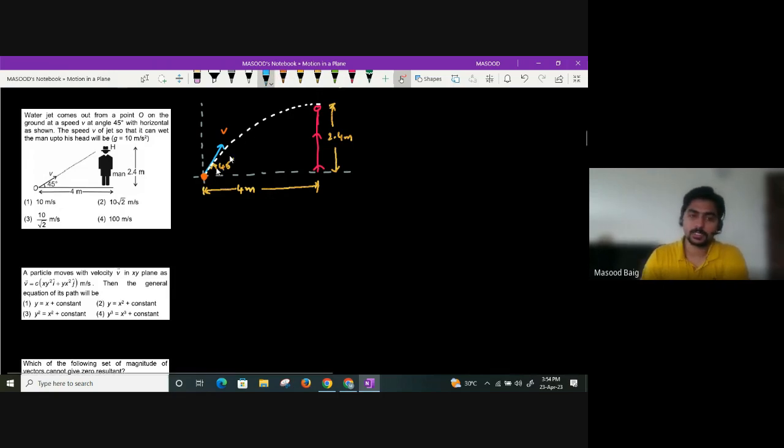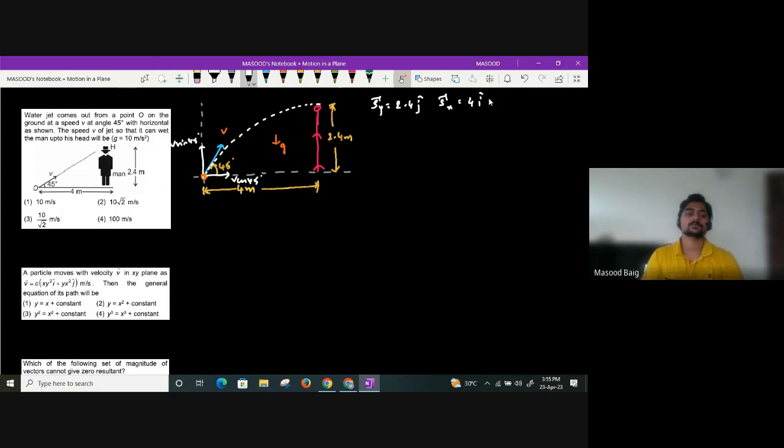Now, as soon as the water jet comes out of the pipe, will it move only under the effect of gravity or not? It will only move under the effect of gravity. So can I resolve into two components, beta? Here I'll resolve into two components. One is V cos 45. Other is V sine 45. Okay. So what is the height here? This is our initial position. This is our final position. From initial to final in y direction, displacement is 2.4, so I can write displacement in y direction is 2.4 j cap. Displacement in x direction is 4 I cap. So they are asking us the speed, guys.